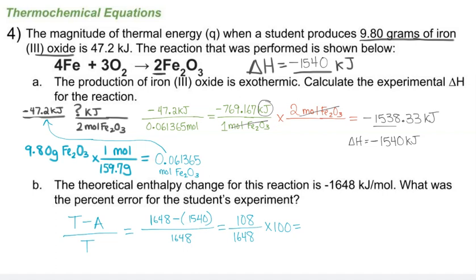So when I did all that math, I got 6.5533, which is approximately 6.5%, or actually we should probably do 3 sig figs here, so 6.55% error. So not too bad there, a pretty good experiment overall, only about a 6.5% error.